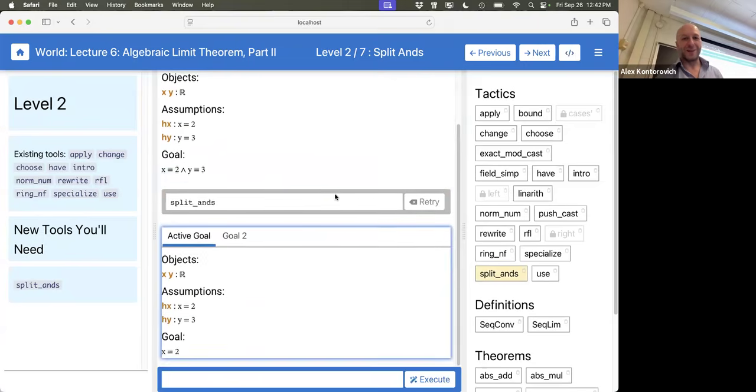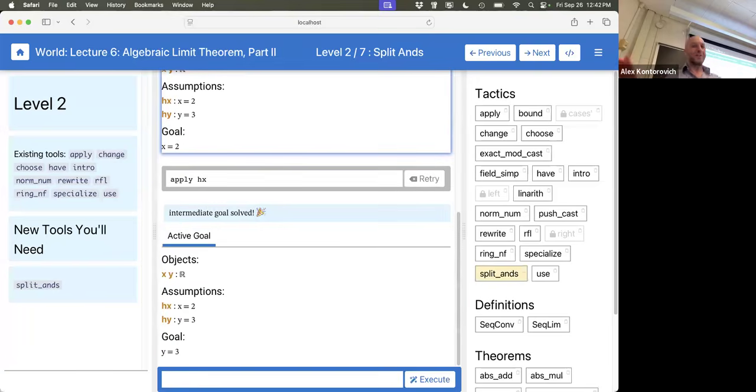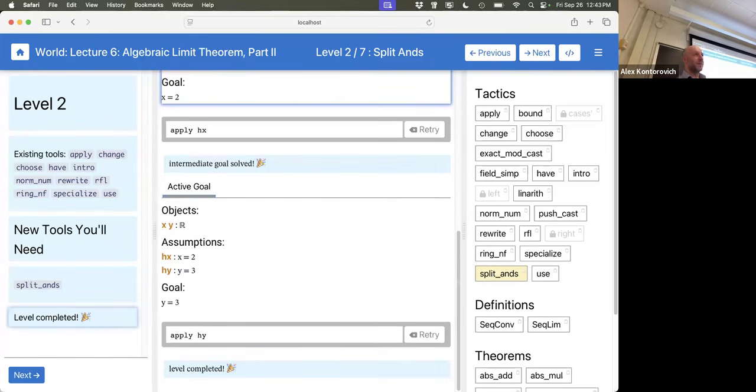Okay. Let's go. So how do you solve x equals 2? Apply hx. And that goal is done. The intermediate goal is solved, and it automatically says, hey, you're not done yet. You have a new active goal, and the active goal is that y is equal to 3. Apply hy. Okay, that makes sense? Easy but simple. Let's go.